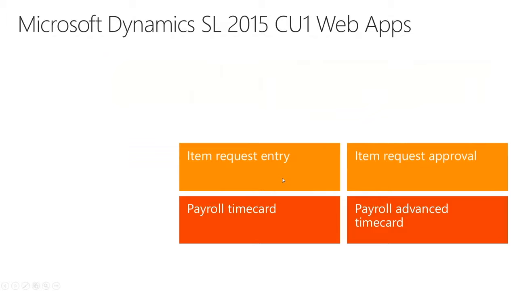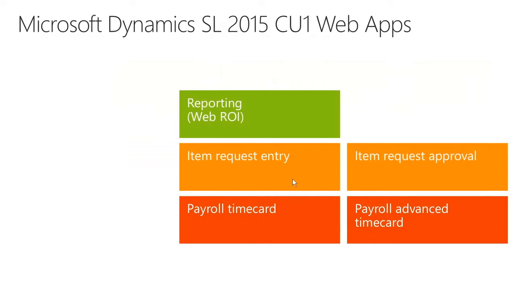We also added the idea of doing item request and item request approval. Again, we've had that in the business portal, the remote capabilities of someone to put in their requests and approve them. That is available here as a web app now. The next is web reporting, something that we've had in the business portal, now available as a web app.